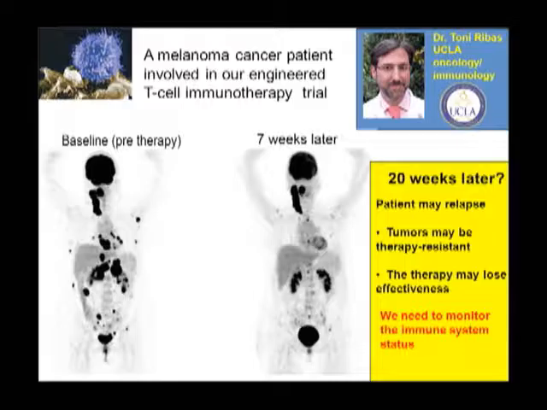The brain is not a tumor. That's just a lot of metabolic activity in the brain. But all these tumors are going away. This is just the imaging probe, the PET probe, clearing through the kidneys. But 20 weeks later, what's going to happen? I don't know. This is Tony Rivas at UCLA, who is the patient directing this trial. The tumors may develop a therapy resistance. The therapy itself may lose effectiveness. And so what one needs to do during this process, as a diagnostic measurement, is to monitor the status of the immune system.